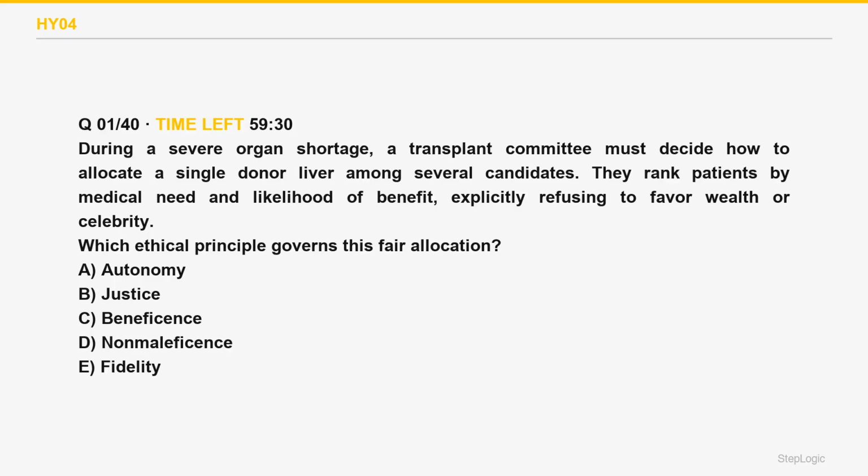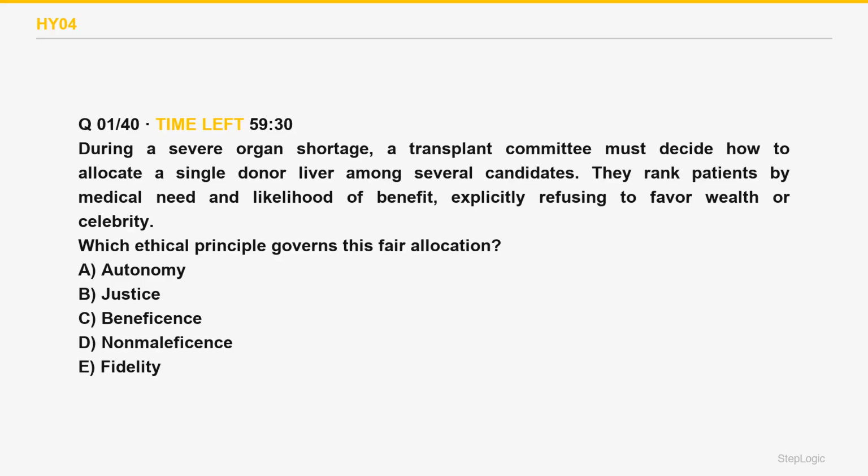Which ethical principle governs this fair allocation? During a severe organ shortage, a transplant committee must decide how to allocate a single donor liver among several candidates. They rank patients by medical need and likelihood of benefit, explicitly refusing to favor wealth or celebrity. Read the command.